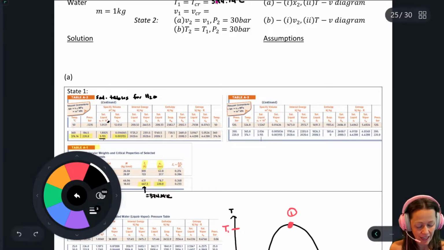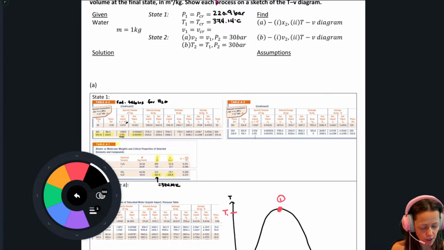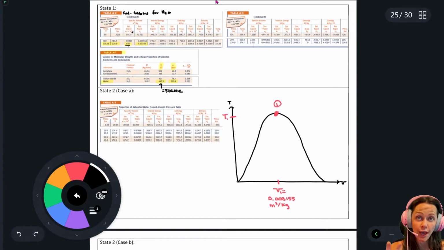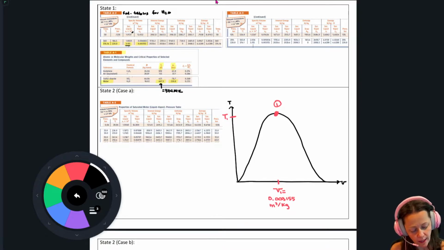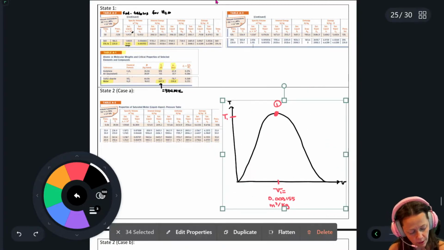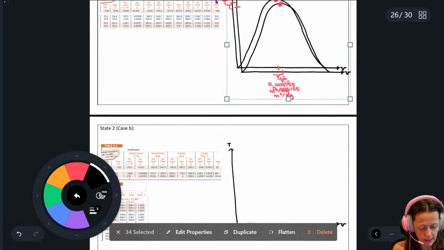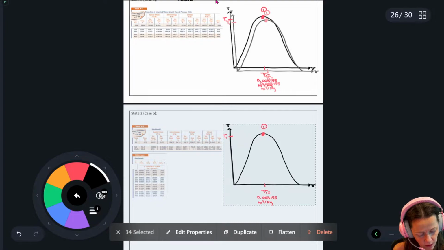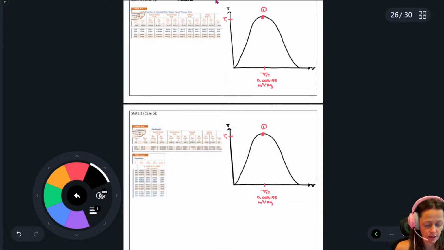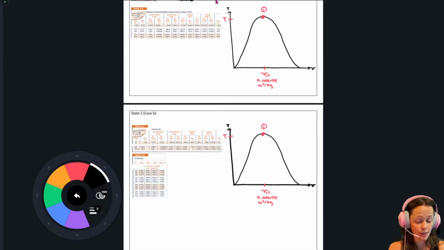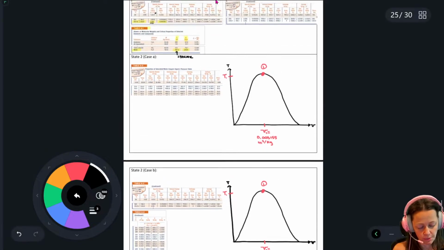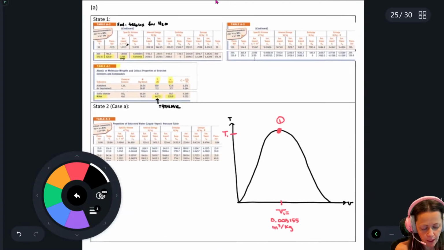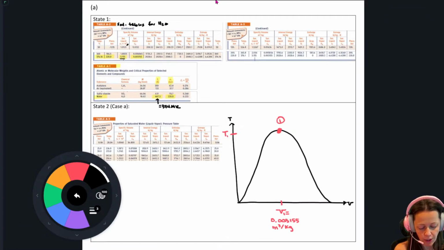I'm good there. I've got two cases, right? One's a constant specific volume process, and one's a constant temperature process. Regardless, they're going to start off on the exact same spot, but the process to state two is just going to be slightly different. Okay, so for case A, we're looking at a constant specific volume process.